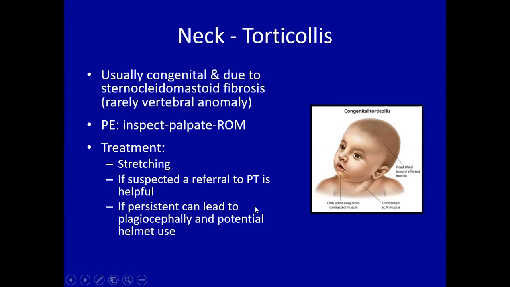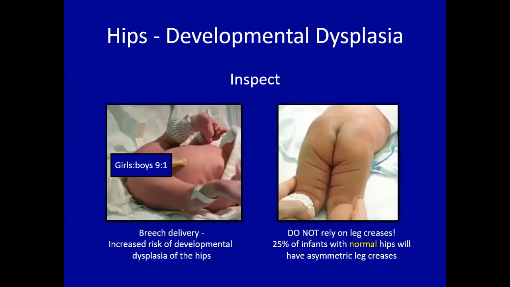Basically, you just want to be aware that this is out there. We would definitely refer. If there is a concurrent plagiocephaly, then we could potentially use the helmet, right? The plagiocephaly is the malformation without abnormal suture line closure. And so that can be corrected with a helmet.